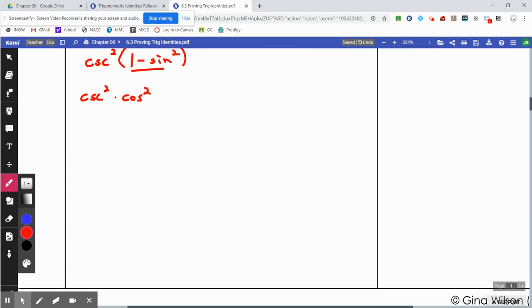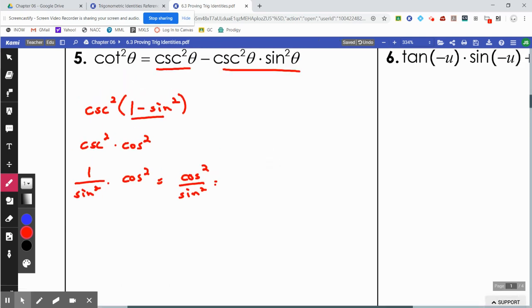Cosecant squared would be 1 over sine squared. So I now have 1 over sine squared times cosine squared, which would be cosine squared over sine squared. I know that cosine over sine, by my quotient identities, would be cotangent. So therefore, cosine squared over sine squared would be cotangent squared, which is what we were trying to get it to equal.